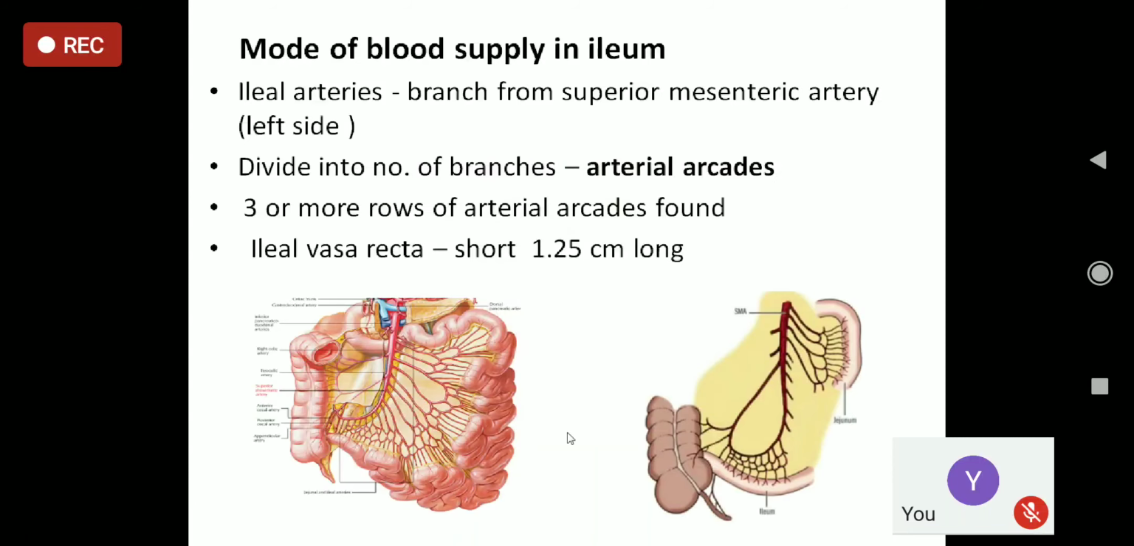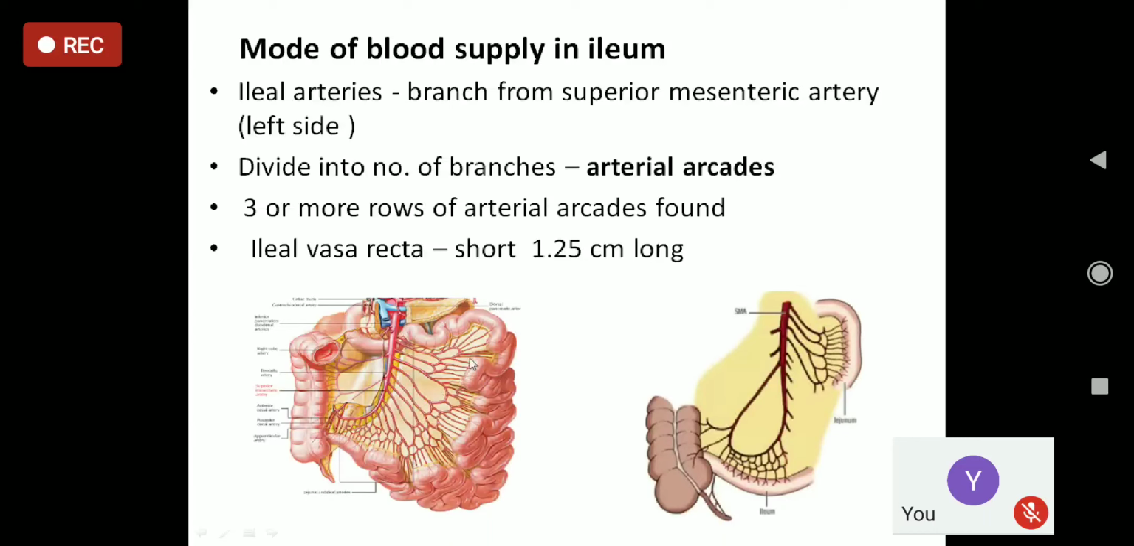Now, coming to the blood supply in case of ileum. Again, here you can see the superior mesenteric artery, and you can see a number of ileal arteries. They also arise from the left side of the superior mesenteric artery here. Then again, these ileal arteries branch and divide into a number of branches, which again form an arcade. So they are known as the arterial arcades.